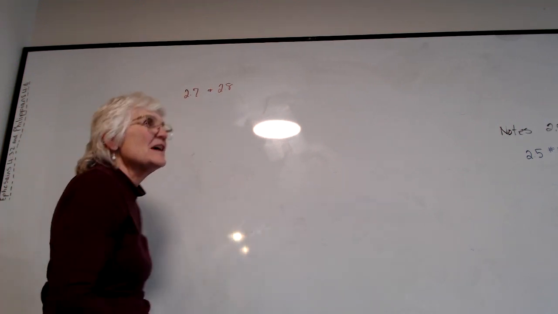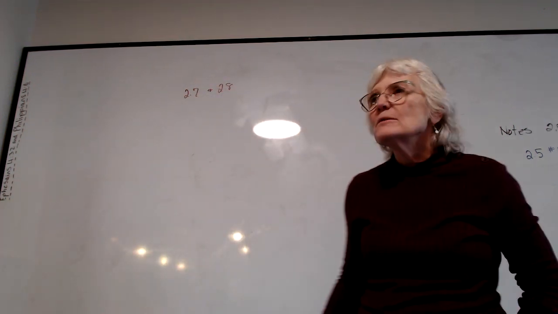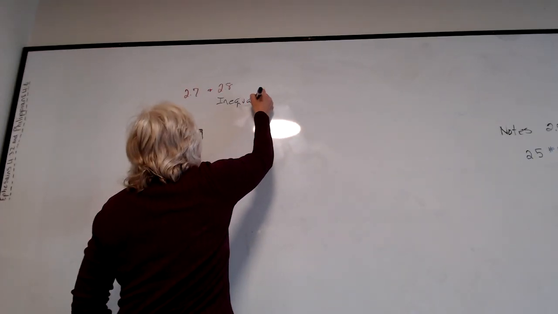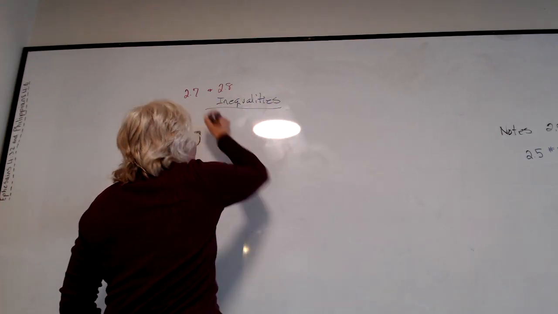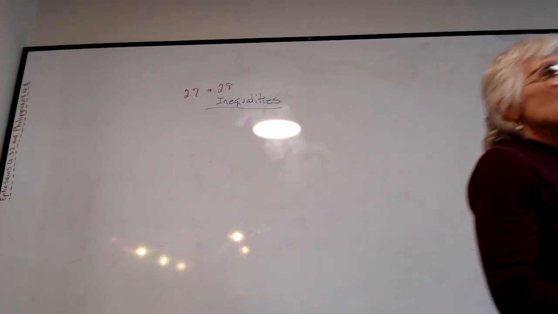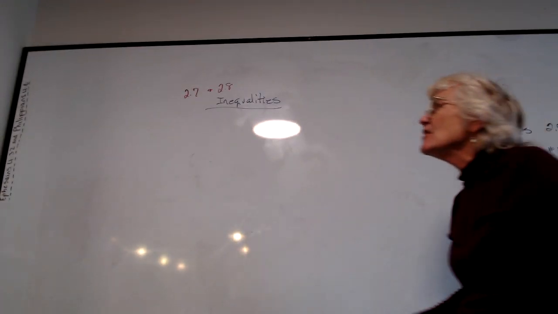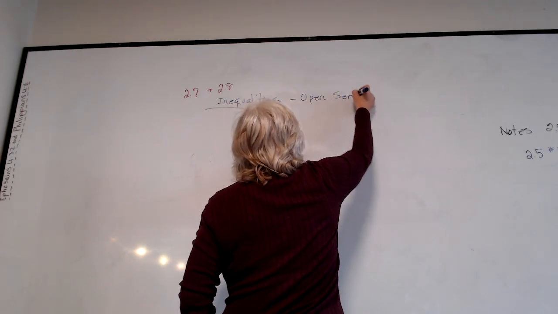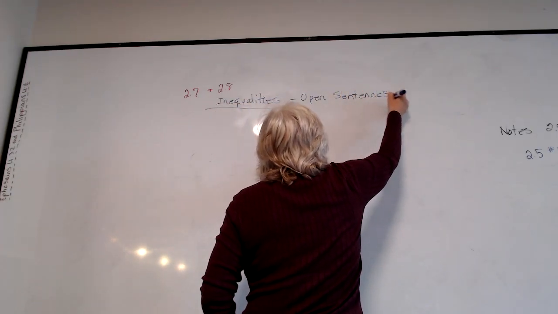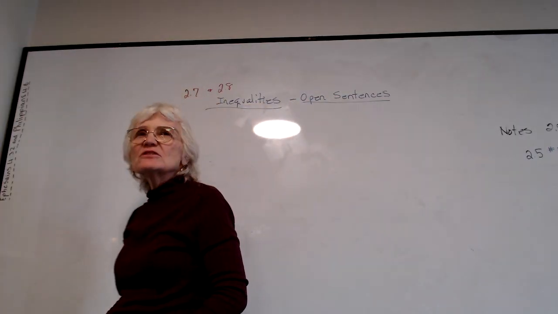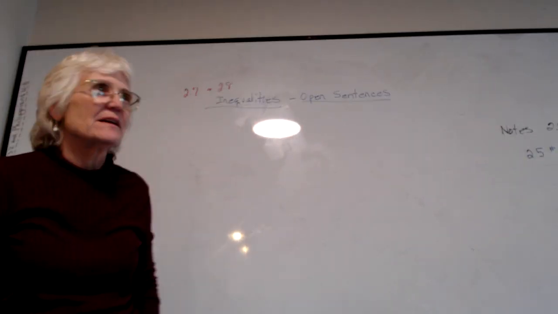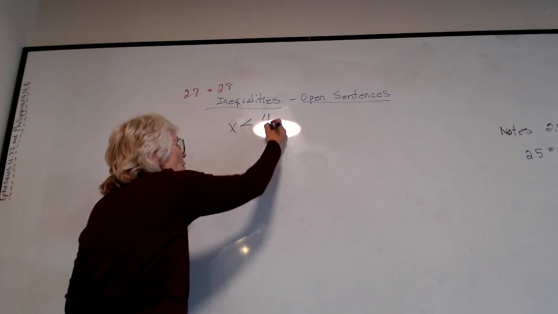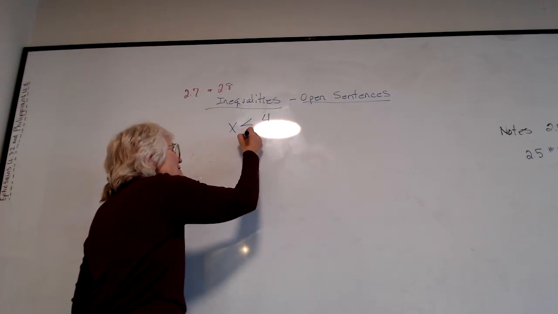Okay? So 2-7 and 2-8 are all about inequalities. We're going to talk about what an inequality is. They call them open sentences. The reason they call them open sentences is because there is not one exact answer to that sentence. So things like this: if x is less than 4, this is read as less than.